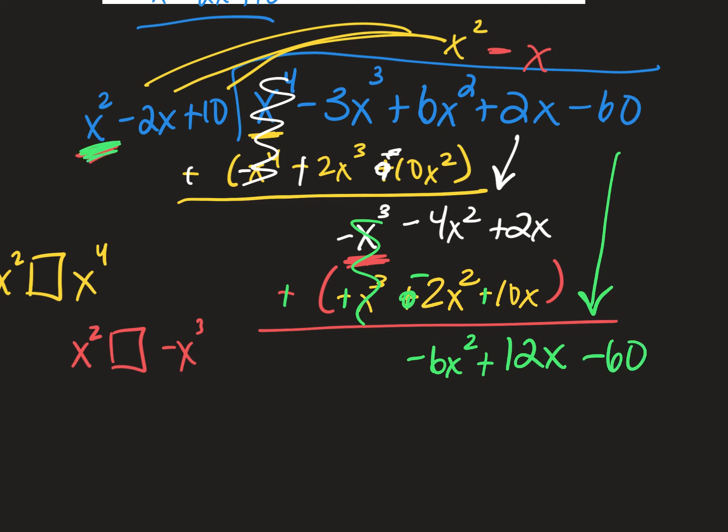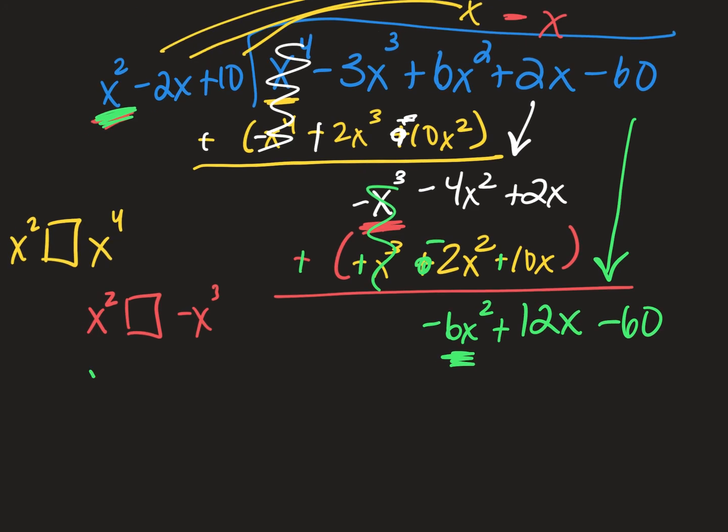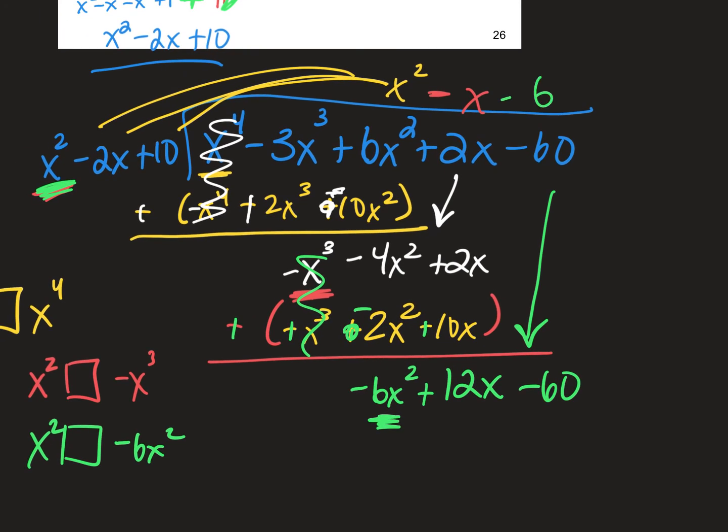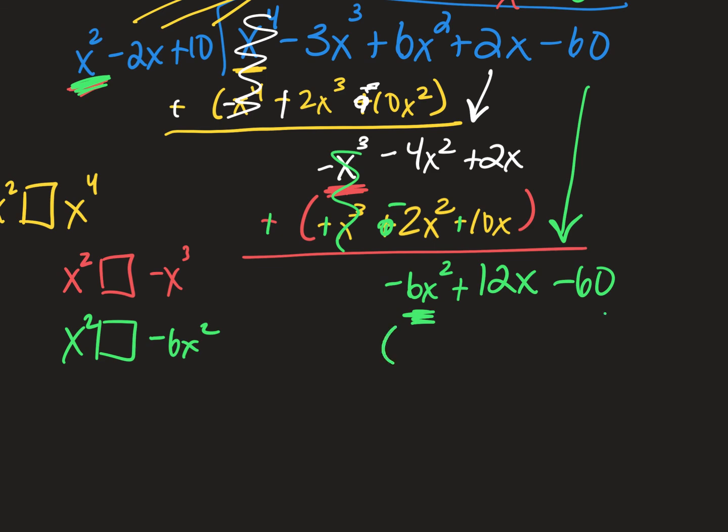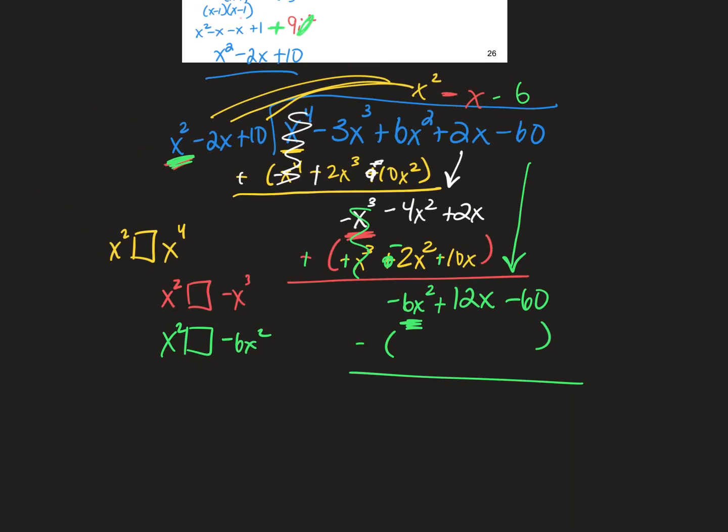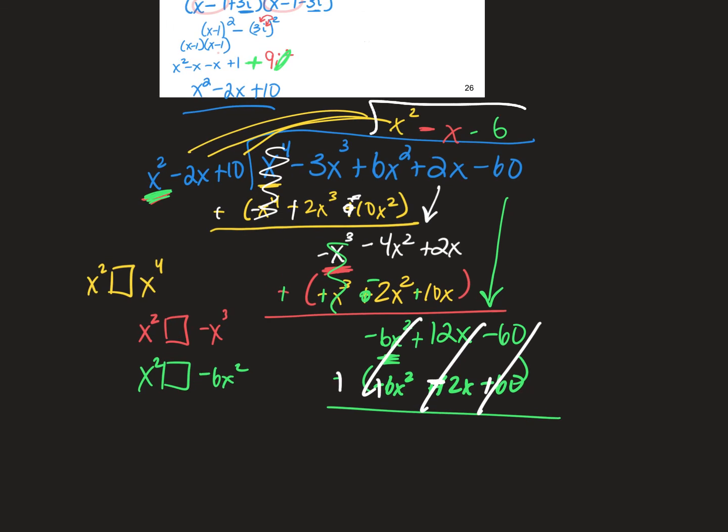Again, first term into first term. X squared times what gives me negative 6x squared? Good. Negative 6. So get your subtraction ready. Negative 6 times x is negative 6x squared. Negative 6 times negative 2, 12x. And then negative 6 times 10 is negative 60. Before we subtract, what do we do? Distribute, distribute, distribute, distribute. What do you guys notice? It all cancels. So this is what you're left with.